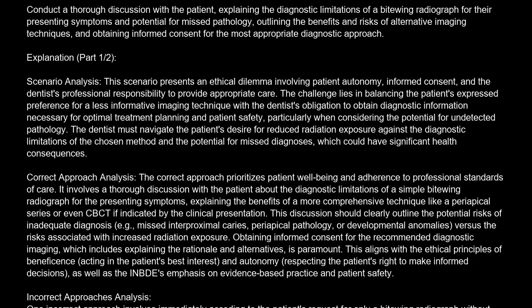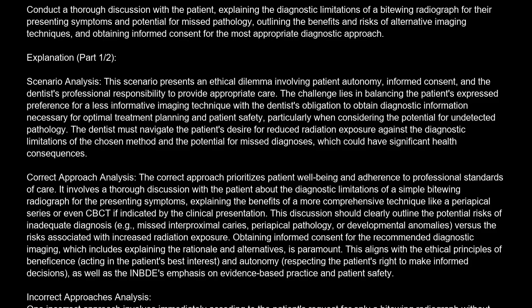This scenario presents an ethical dilemma involving patient autonomy, informed consent, and the dentist's professional responsibility to provide appropriate care. The challenge lies in balancing the patient's expressed preference for a less informative imaging technique with the dentist's obligation to obtain diagnostic information necessary for optimal treatment planning and patient safety, particularly when considering the potential for undetected pathology. The dentist must navigate the patient's desire for reduced radiation exposure against the diagnostic limitations of the chosen method and the potential for misdiagnosis, which could have significant health consequences.